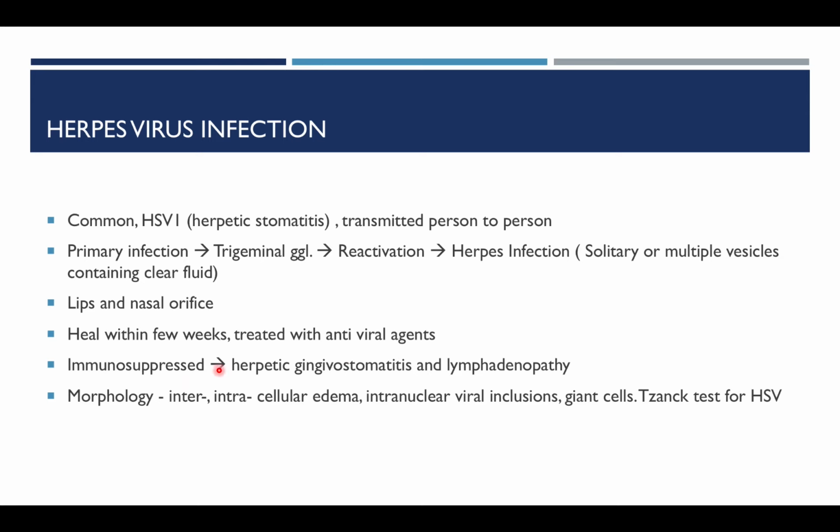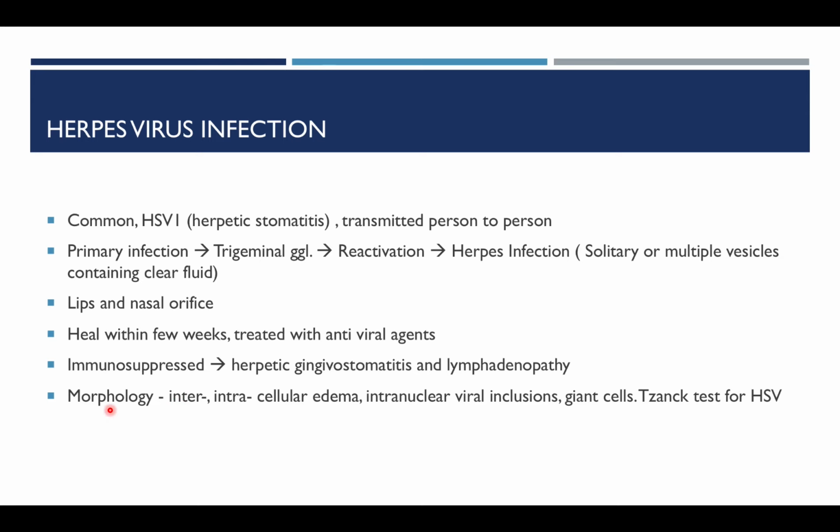Within immunosuppressed patients, not only do they have herpetic stomatitis, but they can also present with herpetic gingivostomatitis, which basically means that not only do they have these vesicles around the mouth, but they have them within the oral cavity as well as the pharynx. These immunosuppressed people can also present with lymphadenopathy.